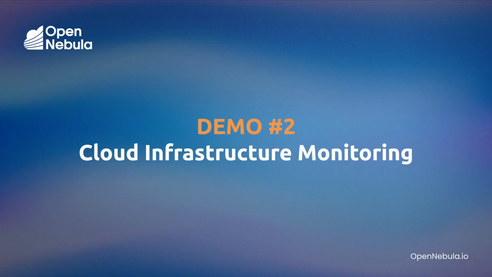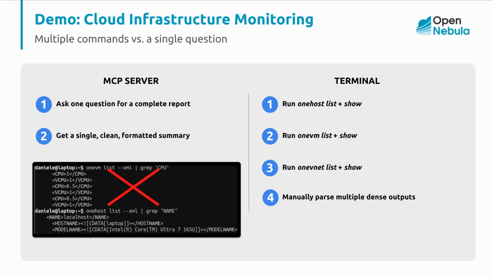In this demonstration, we are going to showcase the difference between inspecting your environment in the old-fashioned approach using the command line and OpenNebula MCP Server. In the traditional way, to get a full picture of your cloud infrastructure, you have to run a series of separate commands for hosts, then for VMs, and then for networks. And the most challenging step is to parse and extract the necessary information from the output.